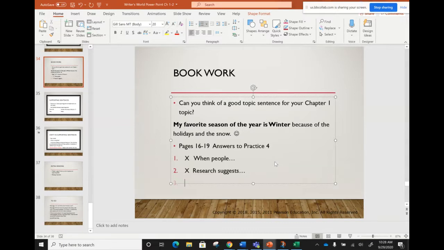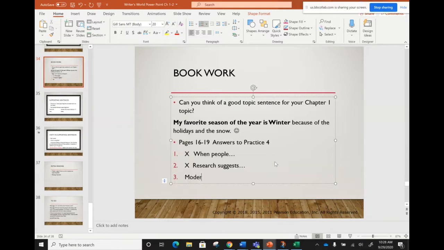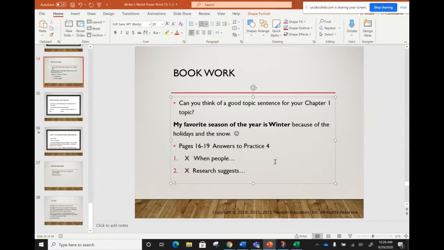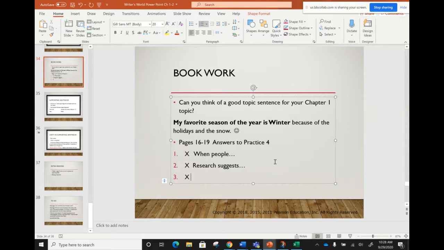We don't have that, but it's still a good topic sentence. The third one here, modern technology has led to a loss of our privacy. So the topic is the modern technology, and the focus is loss of our privacy. So we're going to be focused on how we're losing our privacy. Now, some students might say, well, what about the first one? Because we have many ways.